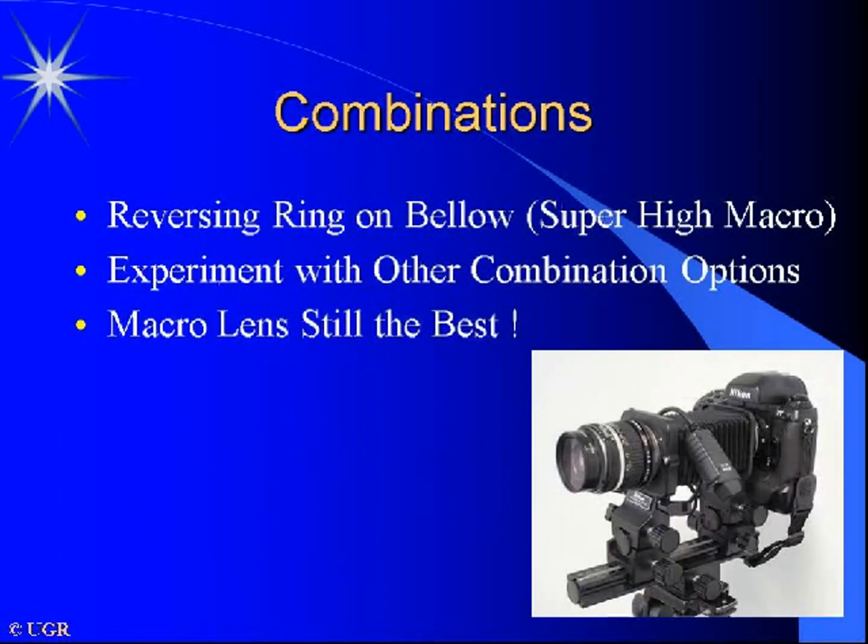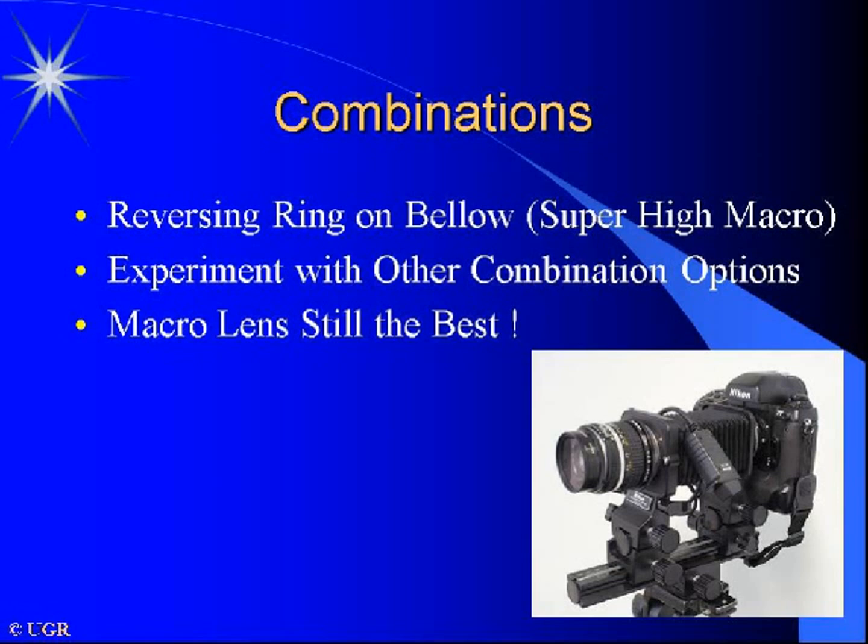Okay, now we've talked about the basic ways, but you can take combinations of these and come up with some very interesting ways to shoot close-up photography. For instance, a reversing ring on a bellows gives you super high macro capability. Here's an example of it shown below. And if you want to get down 3 or 4 times life size, dig down really to maybe the eye of a fly or something like that, well, then this is the combination you're going to want to do.